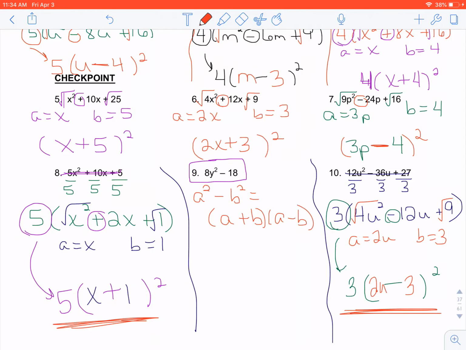So now you're going to have to look to see what pattern is it. Are there 2 terms? Are there 3 terms? When there's 2 terms, you get 2 parentheses. When there's 3 terms, you only have 1 parenthesis.